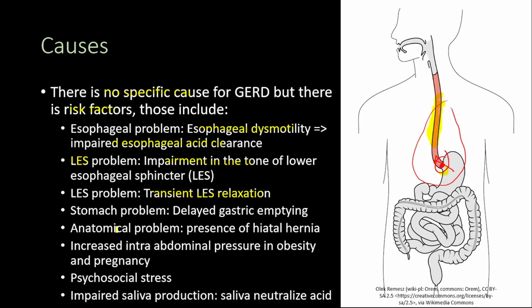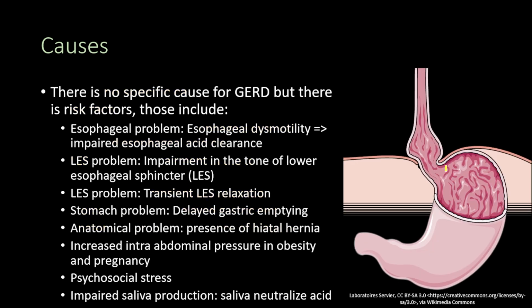Now after that, we have problems related to the stomach, and those include delayed gastric emptying, and that is when there are problems in stomach emptying. So it empties food slowly, leading to higher risk for acid regurgitation. And we also have risk factors related to the anatomy, for example, the presence of hiatal hernia.